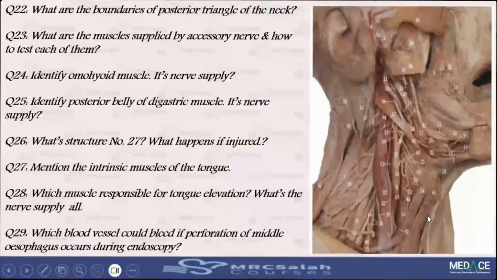Which blood vessel could bleed if perforation of the middle esophagus occurs during oesophagoscopy? Aorta. Sorry? Aortic branches from the aorta. Middle esophageal. Which vessel is it? It's a vein. Yes, it's the azygos vein. The aorta is lying deeply, and it's so muscular, so it's very difficult to perforate it before perforating the azygos.